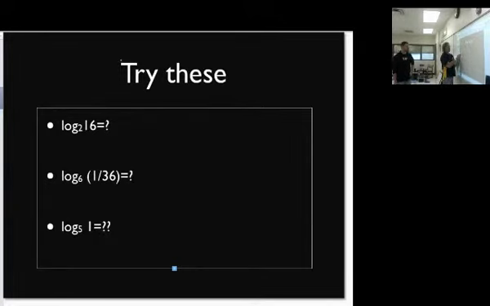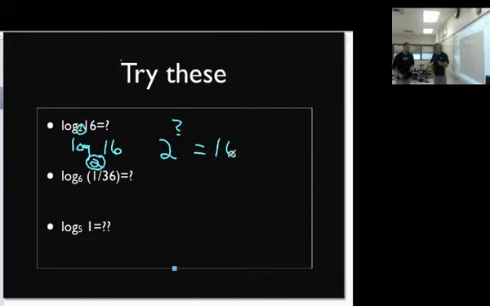So let's try the concept here. We're going to say this is supposed to be log base 2 of 16. This is supposed to be a subscript down there, but the computer doesn't always show it so well. So this is going to say 2 raised to what power equals 16. So 2 raised to what power is 16, Mr. Creswell? 4. So the answer to this is 4. 2 to the 4th power is 16.